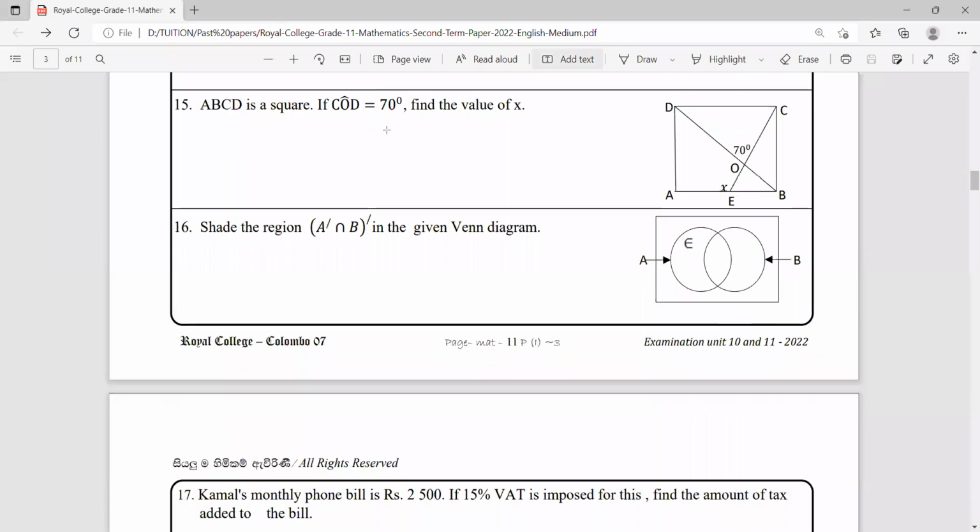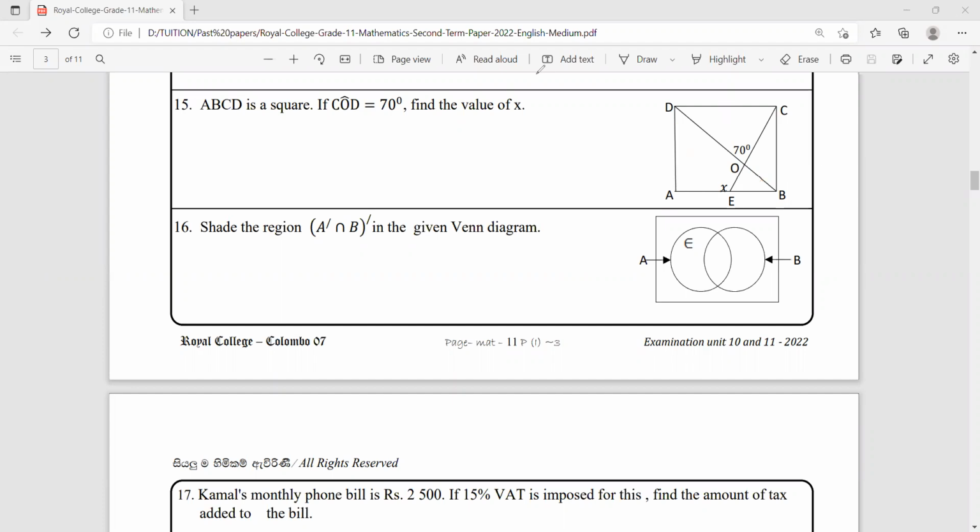And ABCD is a square. If COD is 70 degrees, find the value of x. This is 70 degrees, and this angle should also be 70 degrees because these are vertically opposite angles. And as this is a square, this is 90, and this should be 45 degrees.